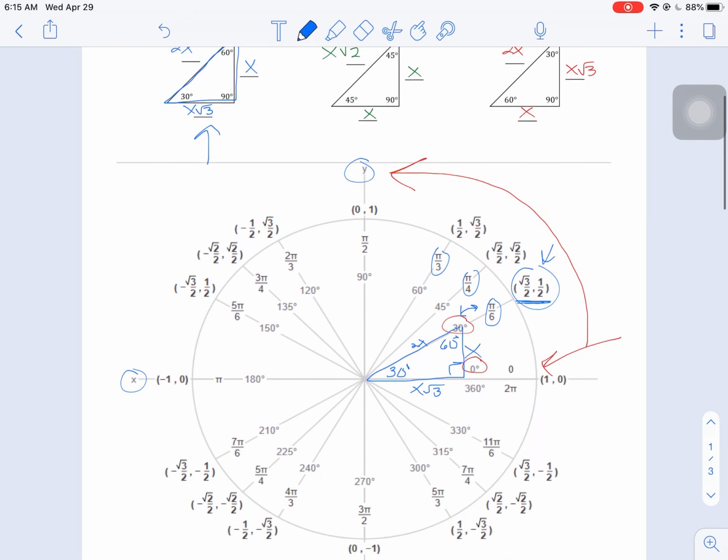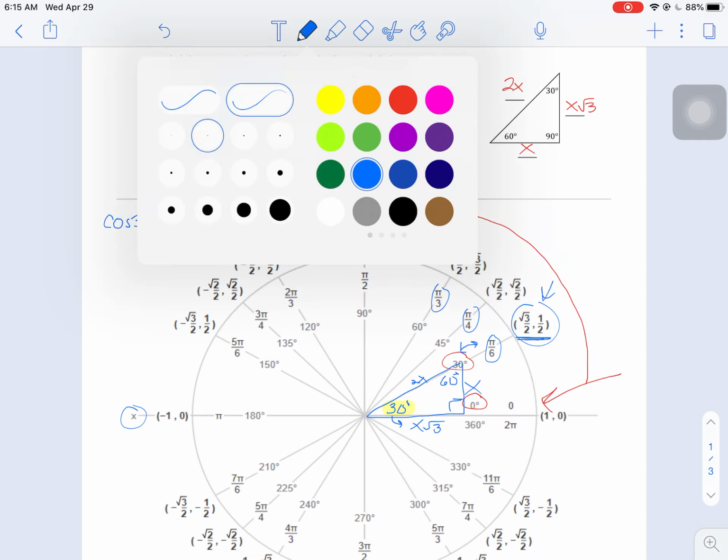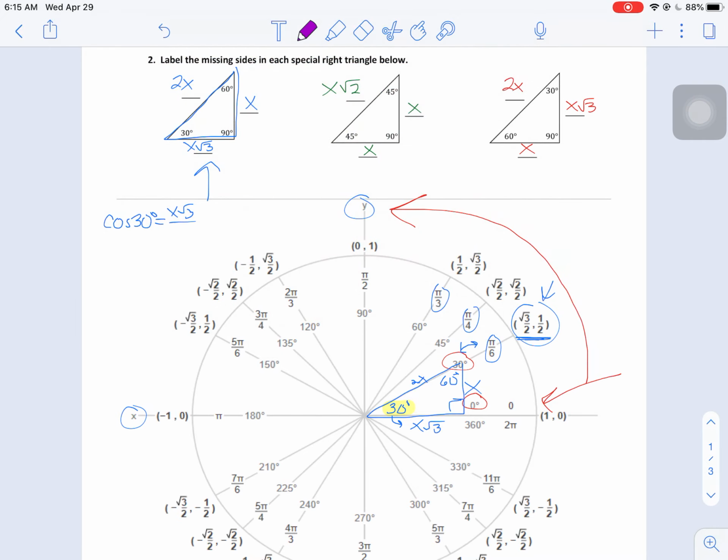So what happens is, from these trig functions back up at the top here, sine is opposite over hypotenuse. So if I look at this 30-degree angle, and I consider this 30-degree angle my reference angle, if I want the cosine of that, I have to do adjacent over hypotenuse. So again, if I want the cosine of a 30-degree angle, I need the adjacent side, which means next to, so x root 3 over the hypotenuse.